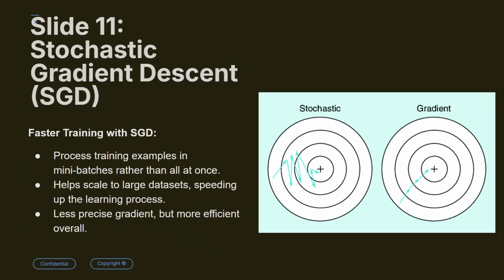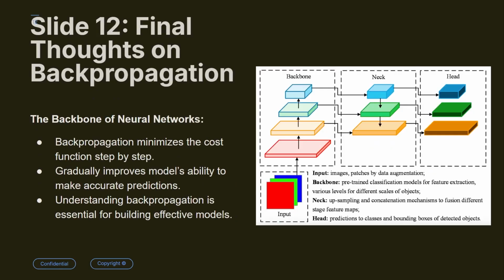Next, we're going to be talking about stochastic gradient descent, or SGD. To speed up the training, we don't process all training examples at once. Instead, we use a technique called SGD, where we process the training examples in mini batches. This speeds up the computation by updating the weights more frequently, though the gradients may be less precise. It helps the model scale to a much larger dataset.